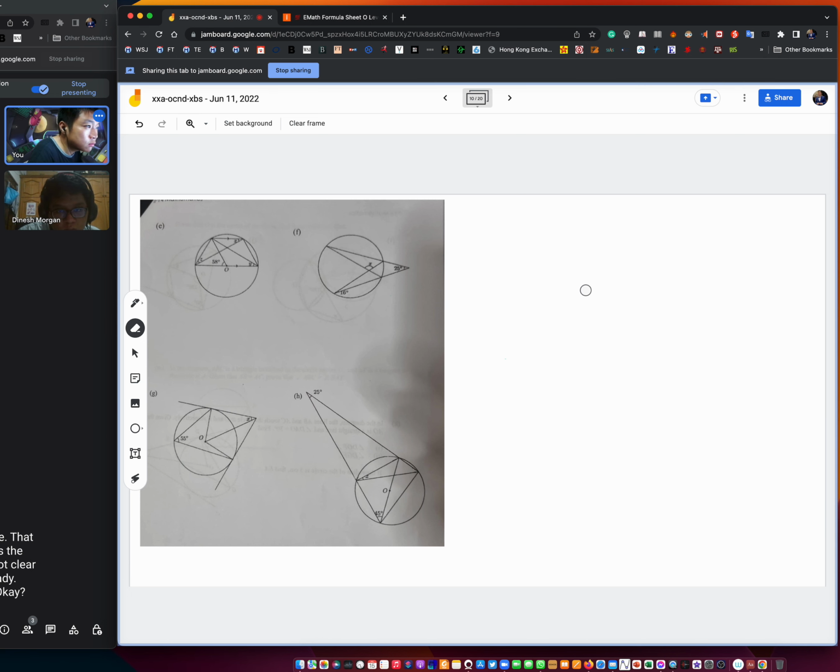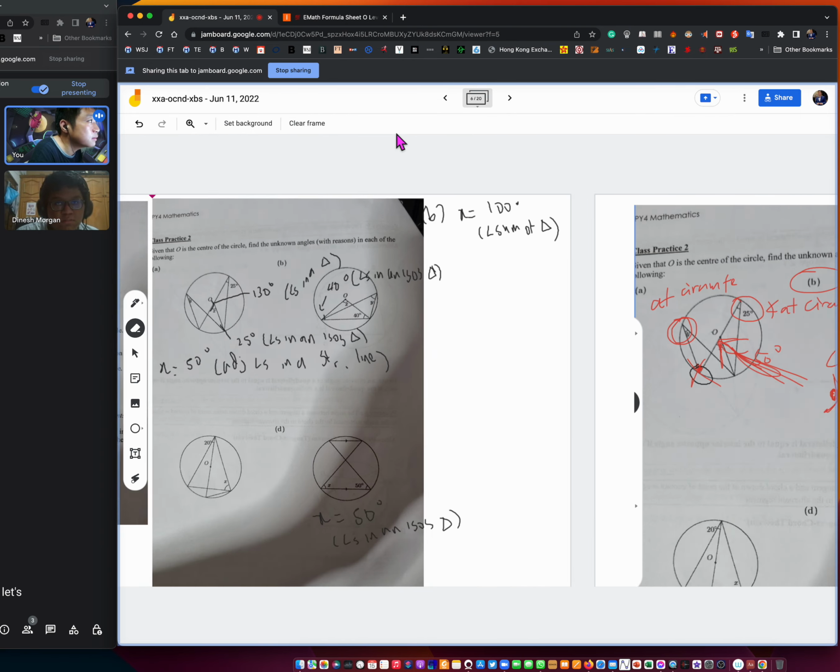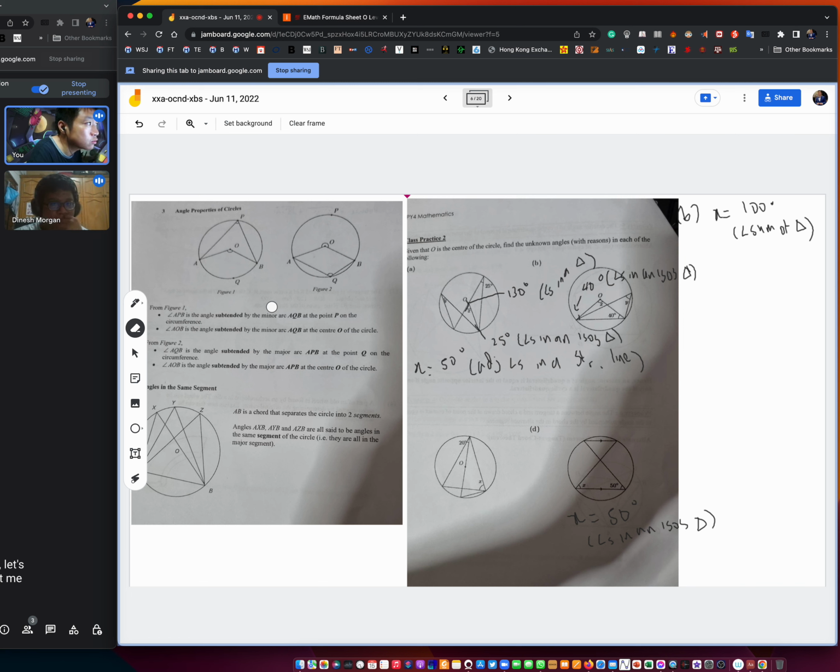Okay, so can you try E? All right, then let's go to that. So slide 6 is here. Figure 1 talks about the angle at center and the angle at circumference. So this is also an angle at center. This one is an angle at circumference. You look from this perspective.